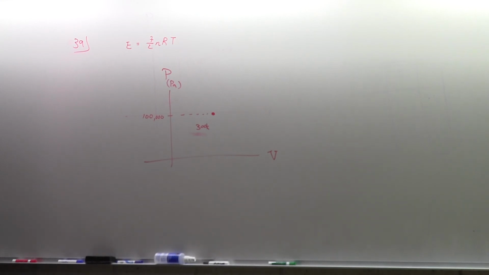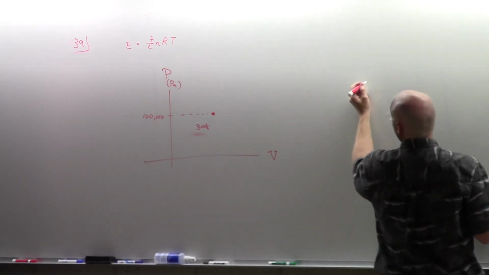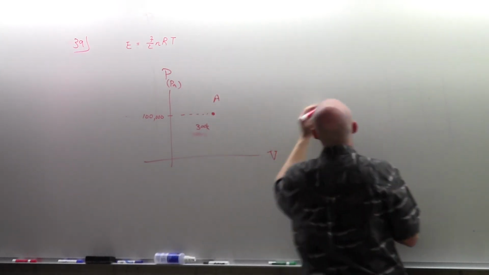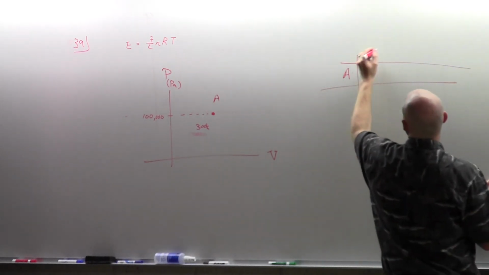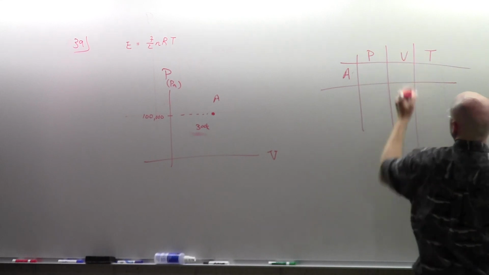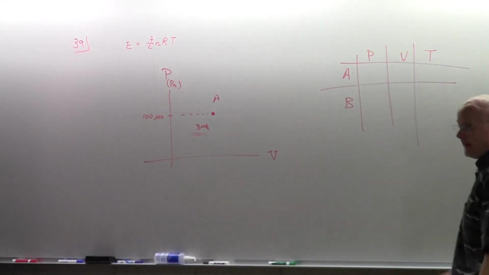Then it goes on to say, for each of the following processes, determine the final pressure, the final volume, and the final temperature. Also, the change in internal energy of the gas. Okay? The energy added to the gas by heat and the work done by it. So again, we're going to do something with it. We're going to start maybe at point A, and point A will have a pressure, a volume, and a temperature. And we're going to go to point B.